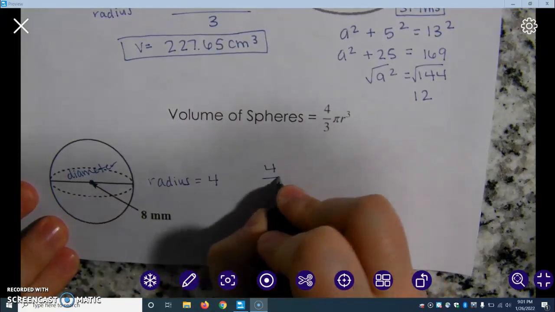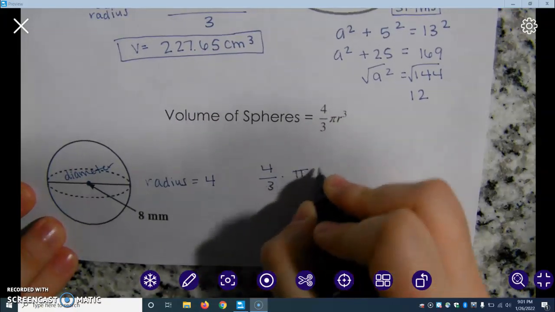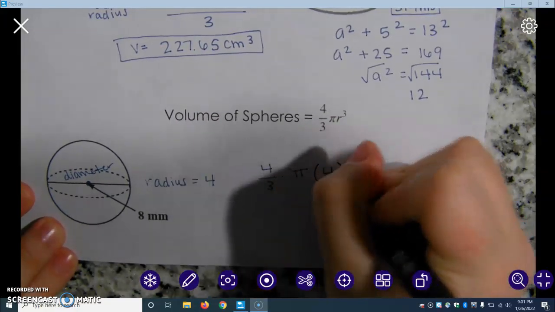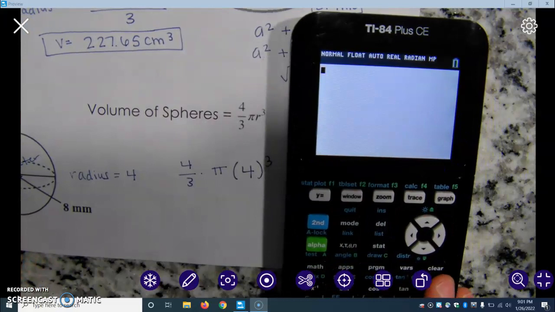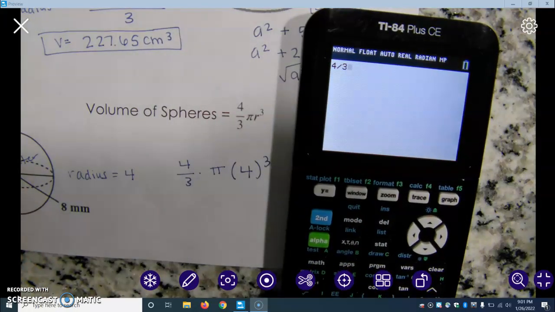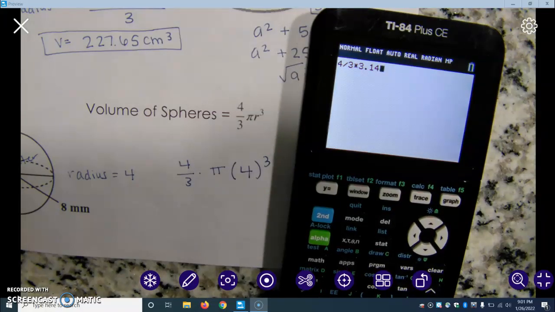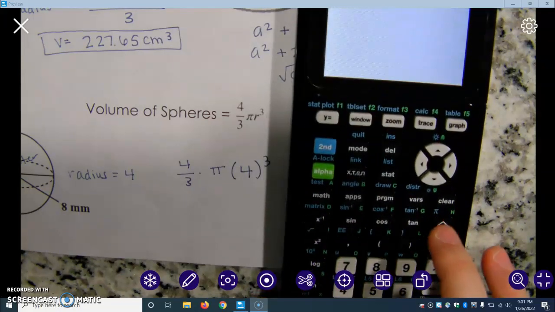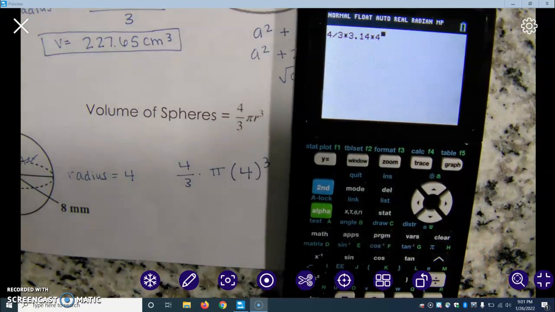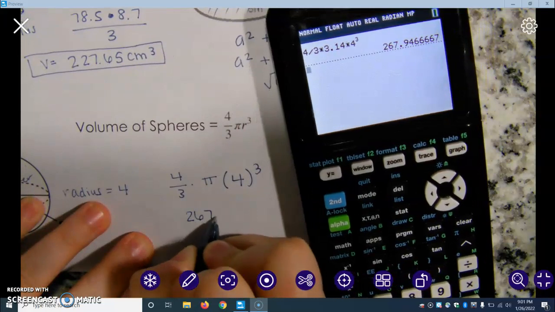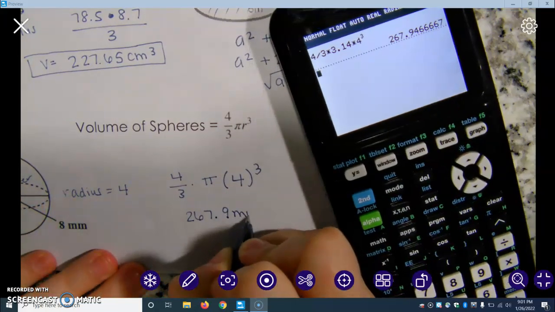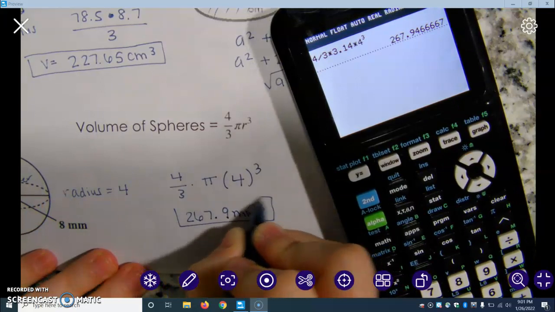So I'm just going to plug this 4/3 times pi times my radius cubed, and I'm just going to type that whole thing into the calculator. So I'm going to do 4/3 just like that, times pi, times 4, and then I'm going to push this button here, the caret, to get an exponent, and make sure you make that a 3. So 267.9 millimeters cubed, and I'm done.